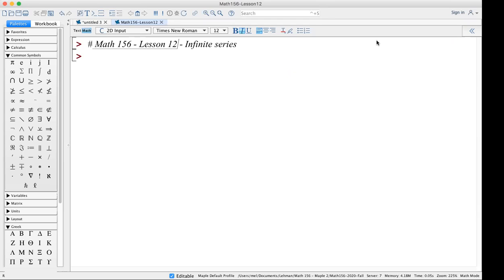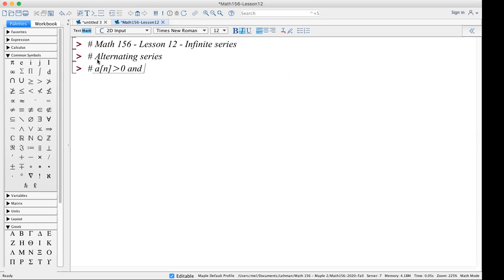So this is a lesson about infinite series, and the first type of series we're going to consider are alternating series. So in alternating series, you have numbers, an, which are positive, and they are decreasing.